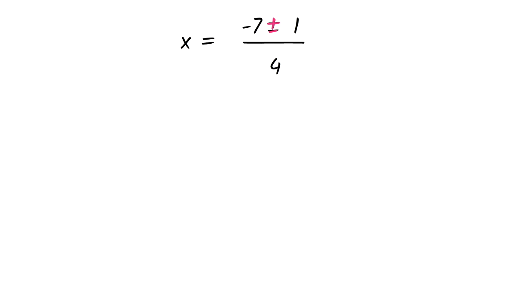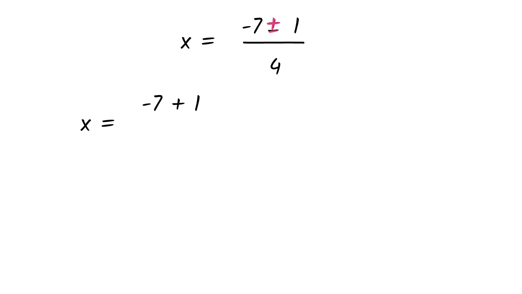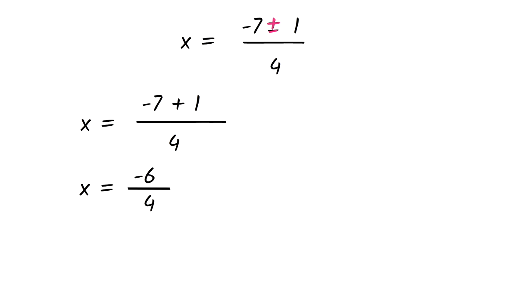Notice we have plus or minus. We can solve the plus part first. We have x equals negative 7 plus 1 over 4. Negative 7 plus 1 is negative 6. This is negative 6 divided by 4. We can reduce this to get x equals negative 3 over 2.